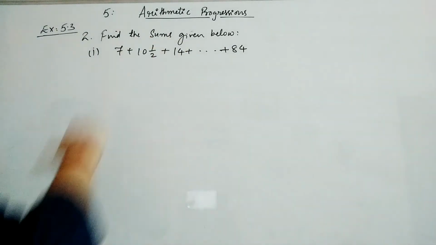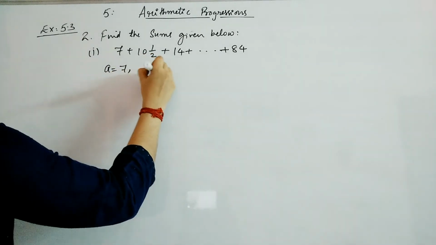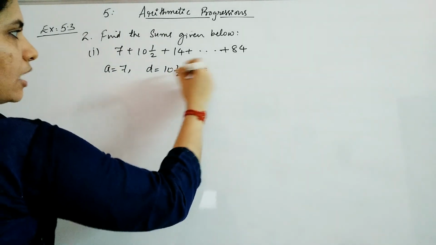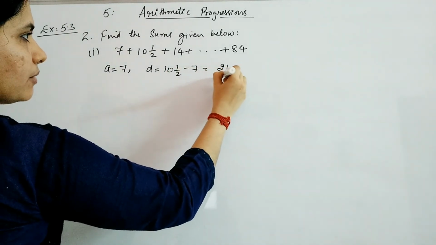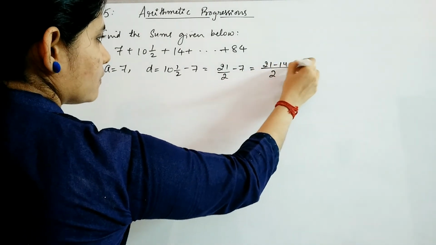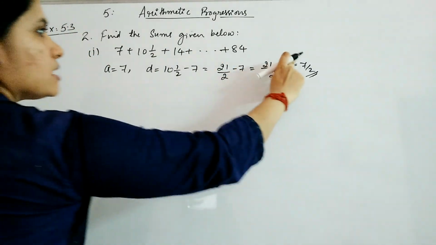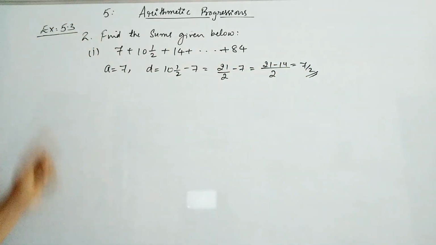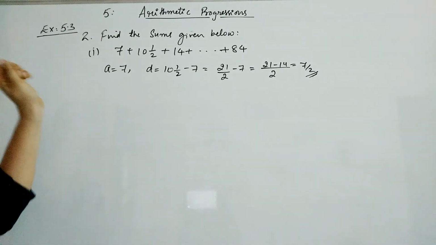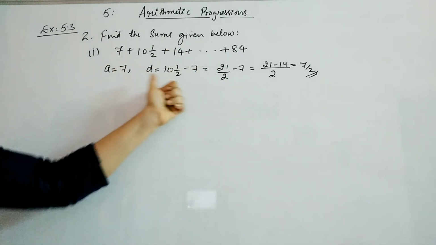Okay, now here what all are given? A is 7, D is 10 1 by 2 minus 7, which is how much it is? 21 by 2 minus 7. Taking the LCM will get 21 minus 14, which is 7 by 2. So this is your D. And one more thing is given. Actually here you don't have the number of terms, so that you can substitute in the formula Sn equal to, right? So first thing in this type of problem is you have to find out what is n equal to, how many terms are there.